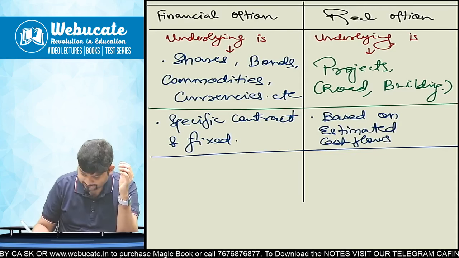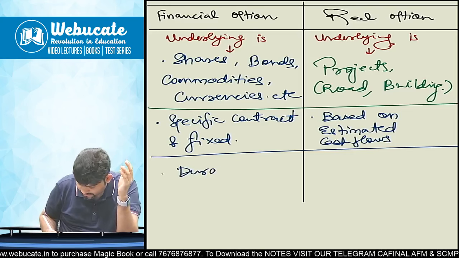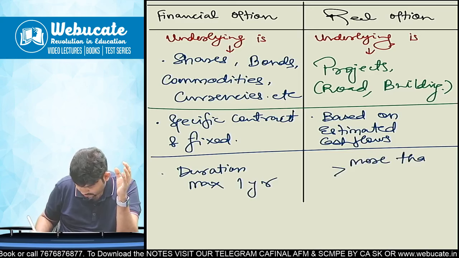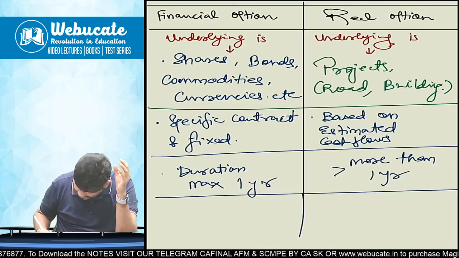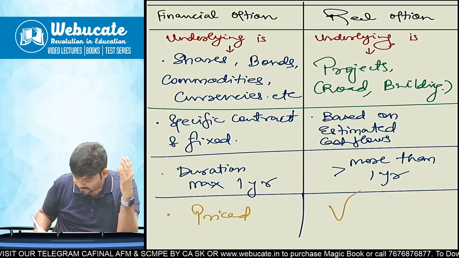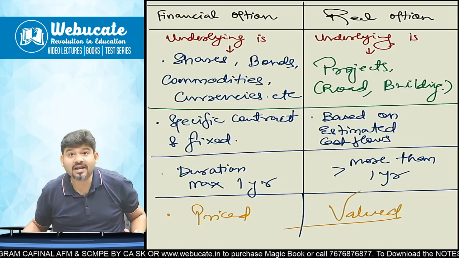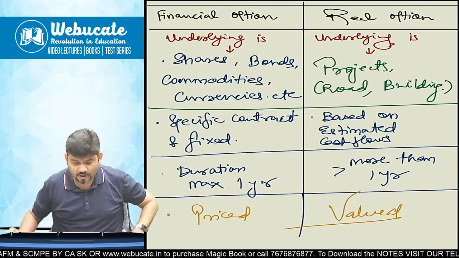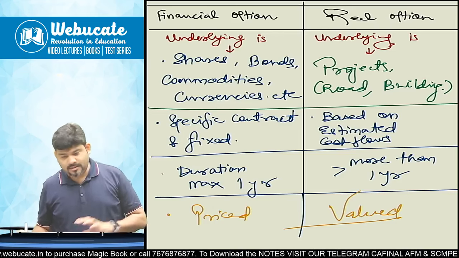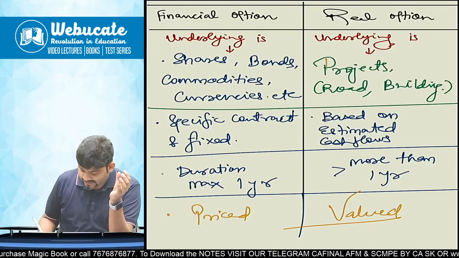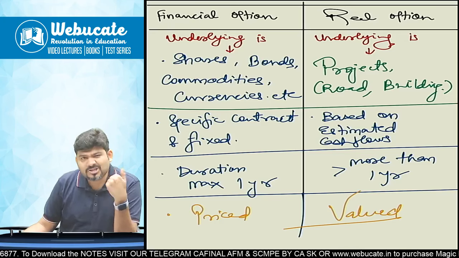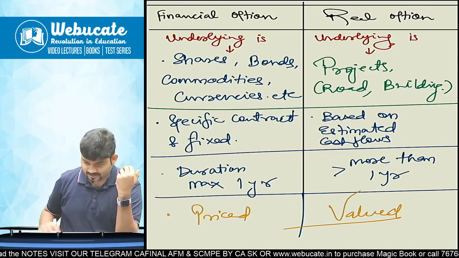Then duration. In case of financial option it is max 1 year, but here it is more than 1 year. And last, most important point: financial options are priced at a particular rate, but real options are valued. Got it, guys? So that's how the real options work. The real options are used for big projects like a road or a building. Based on estimated cash flows, more than 1 year, valued at whatever is the rate going on.